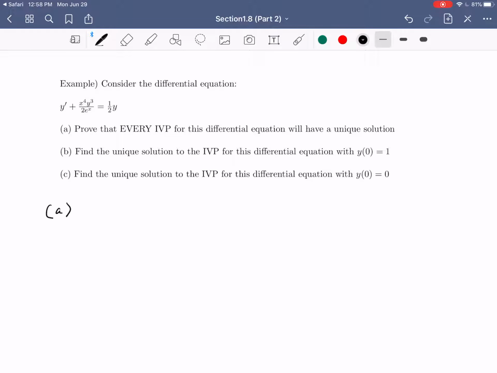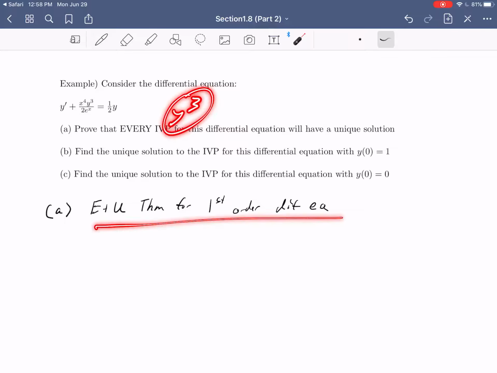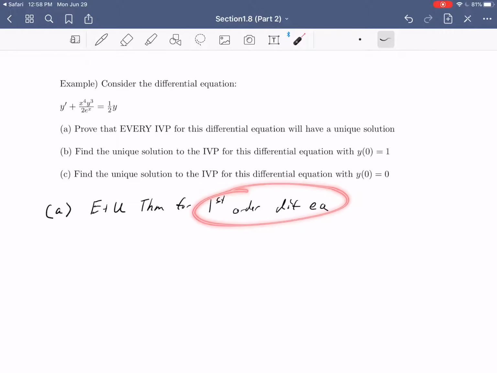So to do that, we'd like to use that existence and uniqueness theorem for first order differential equations. Why do we want to use the one for first order? Well, of course, it is first order, and there is no hope for this thing being linear since we have that y cubed. So we've got to use the existence and uniqueness theorem that applies in general as long as things are first order.